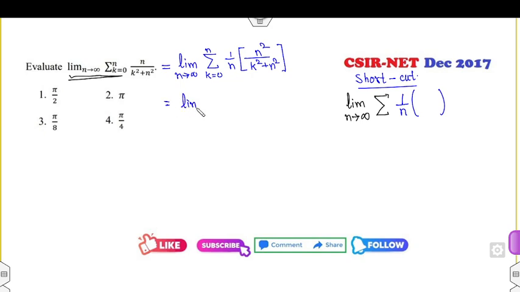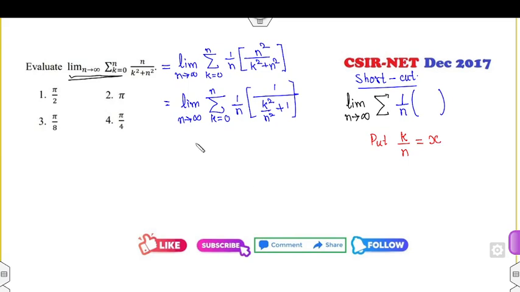I can write this as limit n approaches infinity, summation k varies from 0, 1 over n. I can write this term as k square over n square plus 1. Fine. Then you can substitute k over n as my x. Then what is my 1 over n into dk? That is my dx. So 1 over n times this dk is dx, and this quantity will be 1 plus x square.